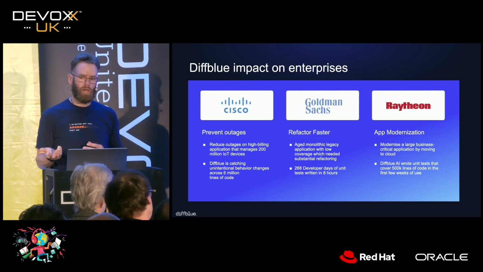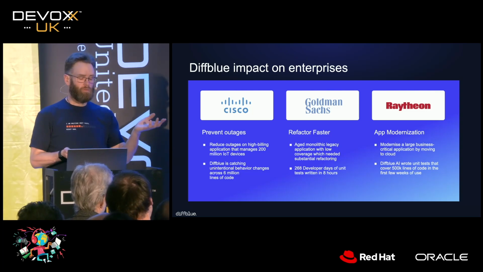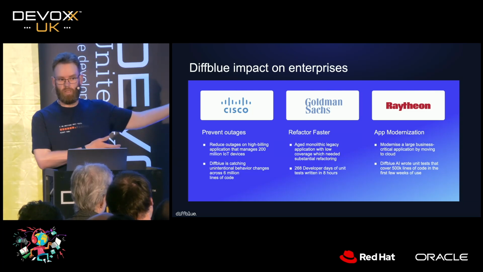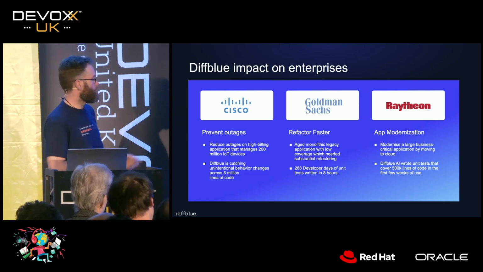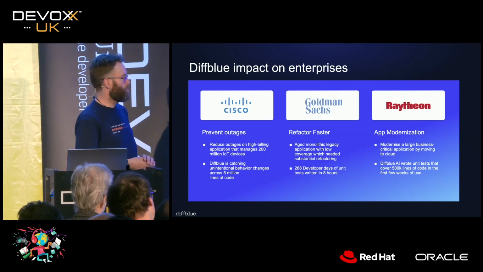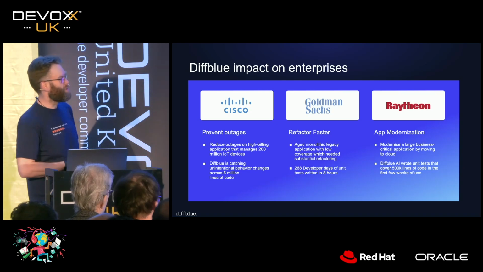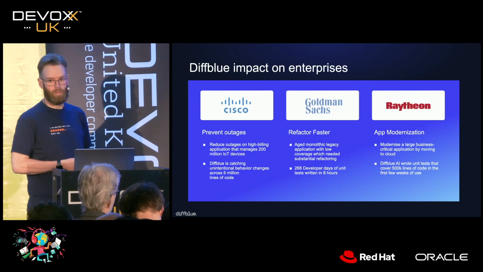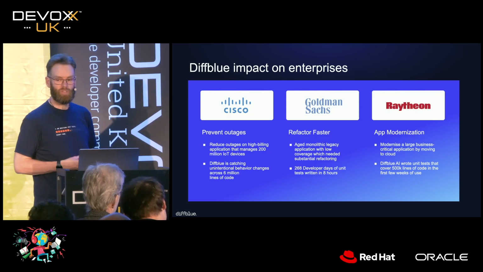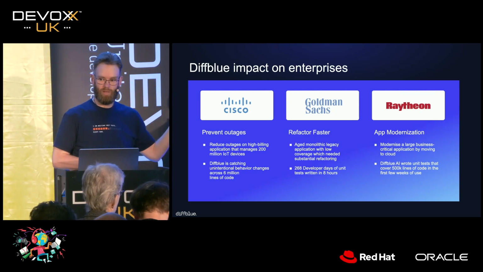Are you really going to pay a team of people to sit there and write unit tests for that? Why not let AI do it if you can trust it, right? So at Goldman Sachs, they saw 268 developer days of unit tests written in 8 hours, right? How many people would you have to achieve the same goal there? How much money would that cost?